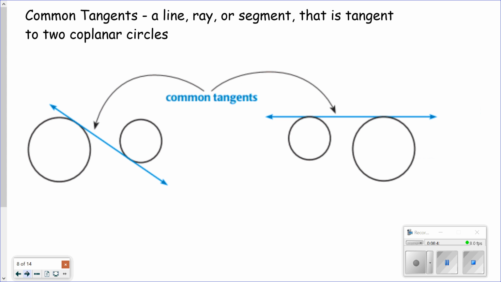A common tangent. A common tangent is a line, ray, or segment that is tangent to two coplanar circles. So we see those blue tangent lines there, and we see that those lines only touch each of the circles in one spot. Those tangents do not go through the circle. So it hits here, and then the line hits here and here. So those examples would be common tangents.